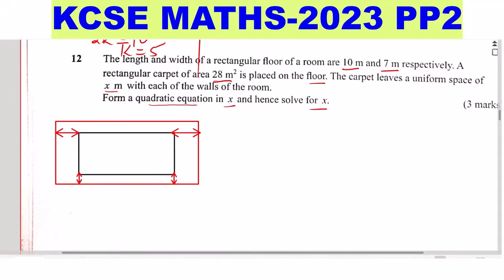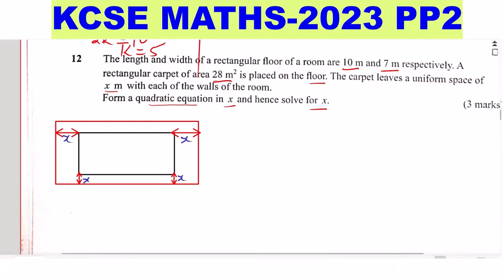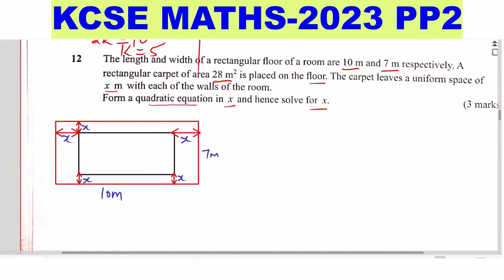It may not look exactly uniform. This is x, this is x, and this one is x, this one is x. And also, without forgetting, even here, that one is x. The floor is 10 meters by 7 meters. So that means the length of the carpet will take 10 meters, then subtract x's, 2 x's from both ends.